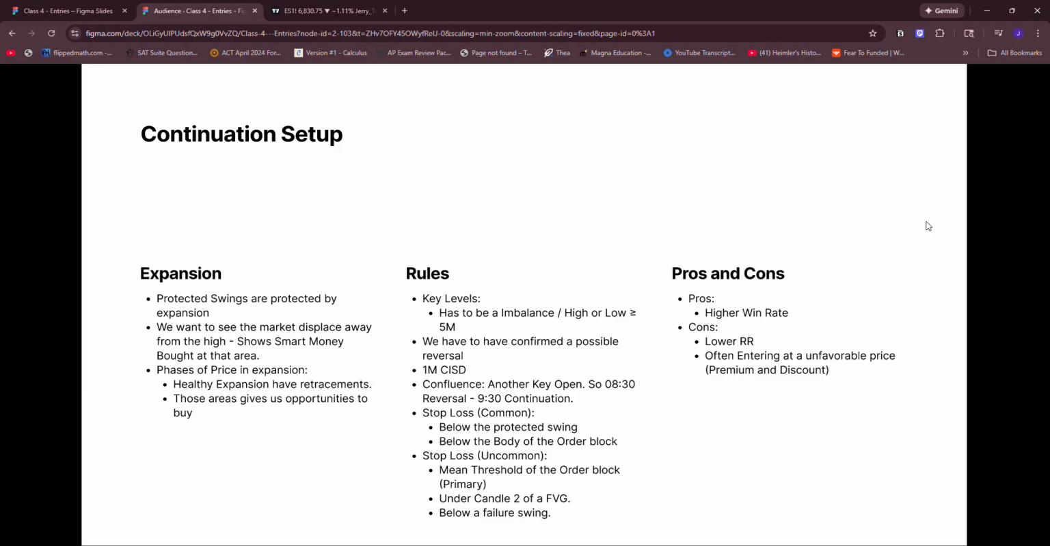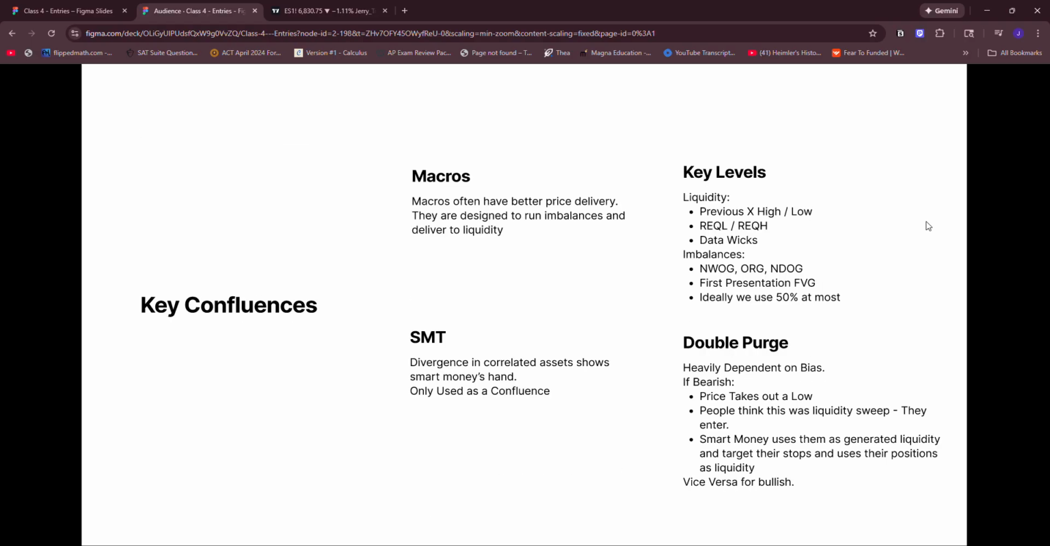Cons, lower RR, right? It's just classic, right? You have already expanded some of the range, confirming that reversal. So that is a trade-off that you get with the higher win rate, and you're often entering at an unfavorable price, right? Because in expansion, price very rarely trades back into a discount. Of course, that is the high probability one, high probability setups, and you're going to get the best RR in the low RR situations, but you've got to be okay with entering in a premium, right?